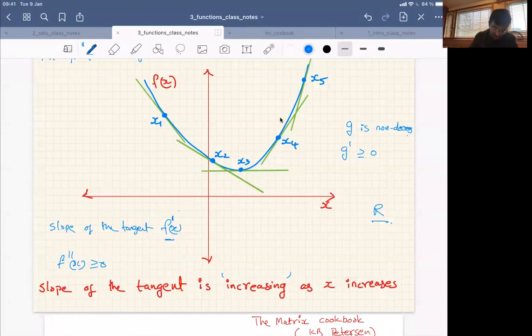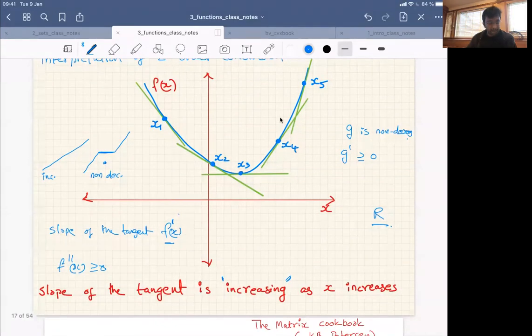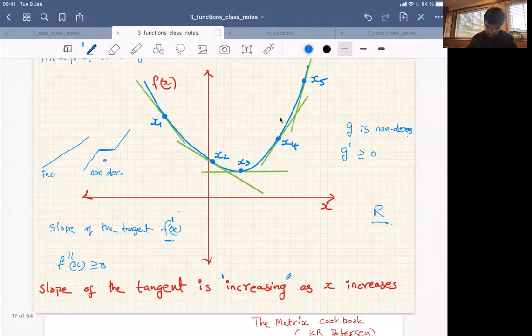I hope you know. For example, this function is an increasing function, but something like this is a non-decreasing function. You cannot say this is an increasing function, because at this point it is not increasing. So this is non-decreasing and this is increasing. Is it correct to say slope of tangent, because tangent of a function itself is a slope?